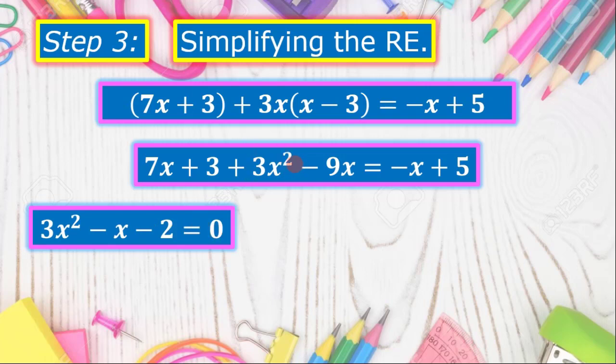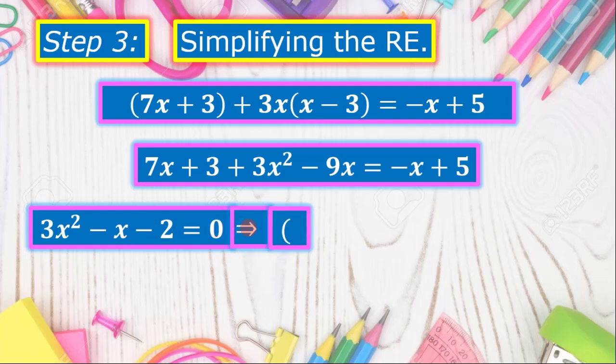We copy 3x squared. Negative 9x plus 7x becomes negative 2x. Then we have plus x, so negative 2x plus x becomes negative x. Then we have negative 2 because we have positive 3 here, and from the right-hand side we transpose negative 5 to the other side, so positive 3 minus 5 becomes negative 2. Leaving the right-hand side 0.